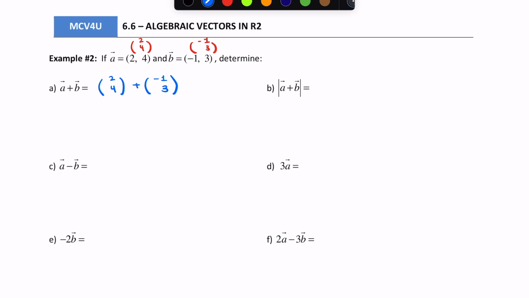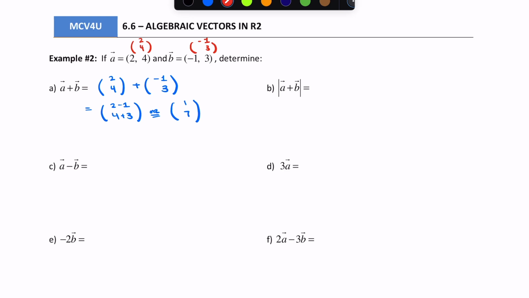So we'll add our x components, and we will add our y components. Here we can write it either as 2 minus 1 and 4 plus 3 again, or we can actually calculate that, which would be 1 and 7.